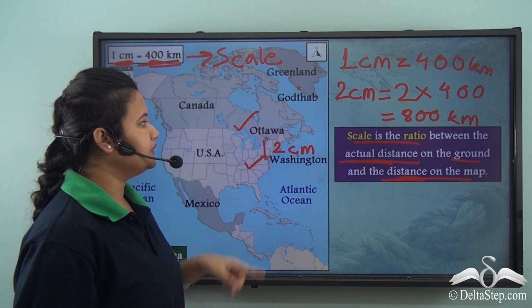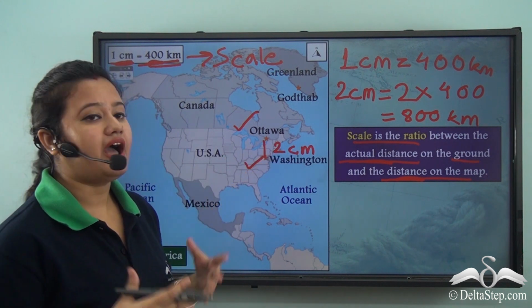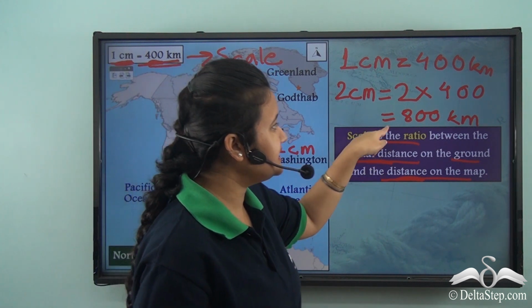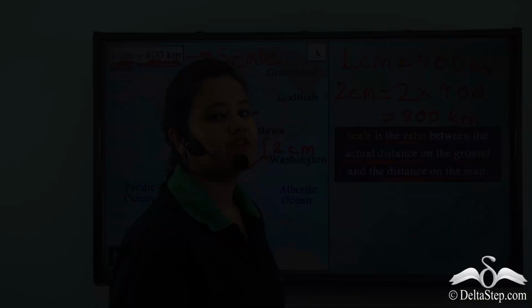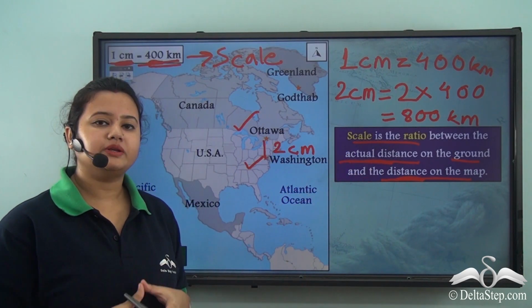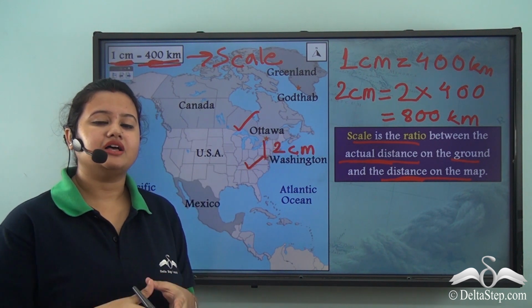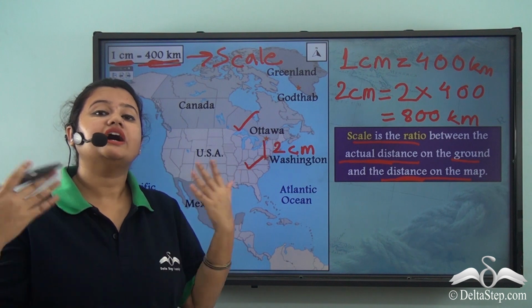So the distance between these two cities on the map is 2 centimeters and the actual distance between them is 800 kilometers. So you see how we can compute the actual distance between places using the scale, and also scales help us to draw maps more accurately.